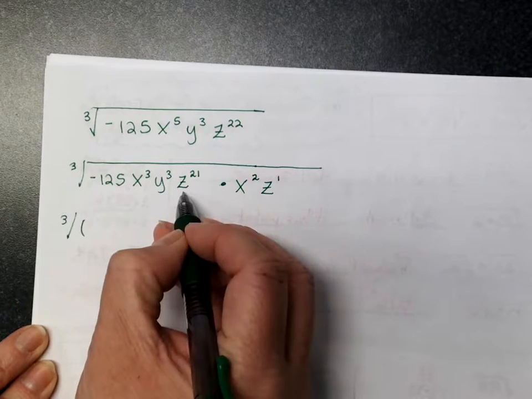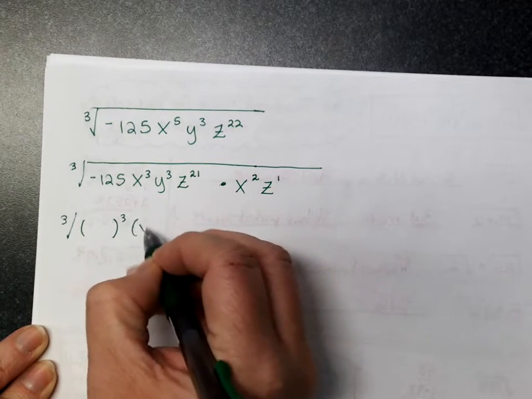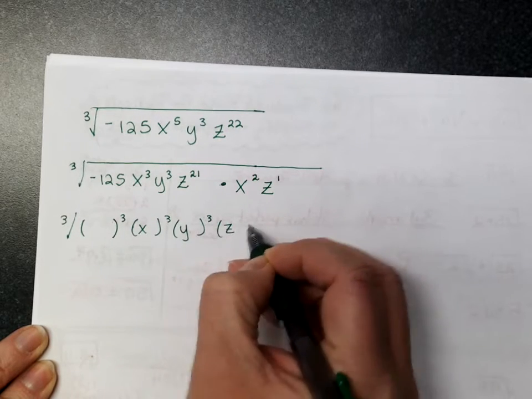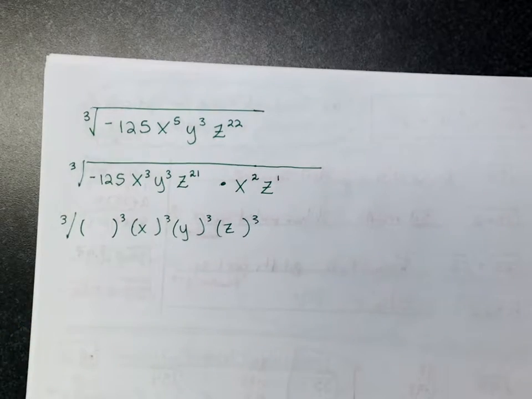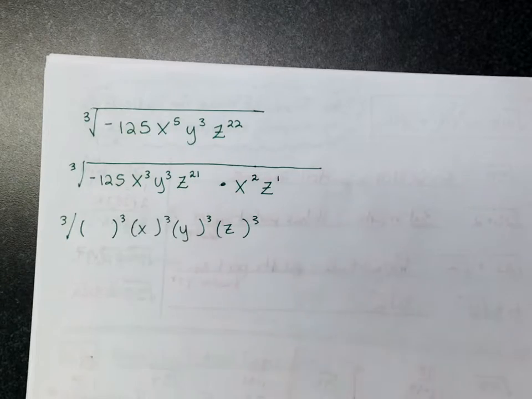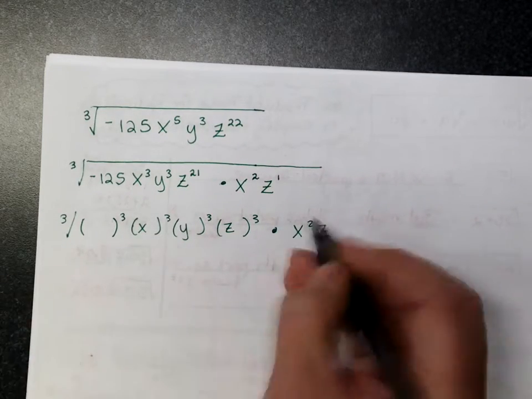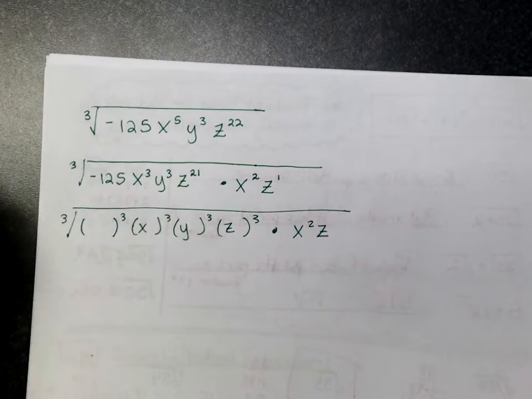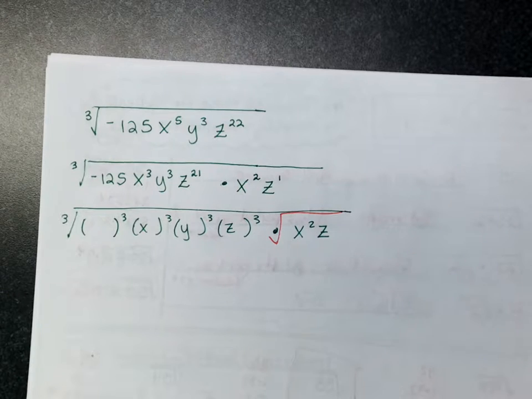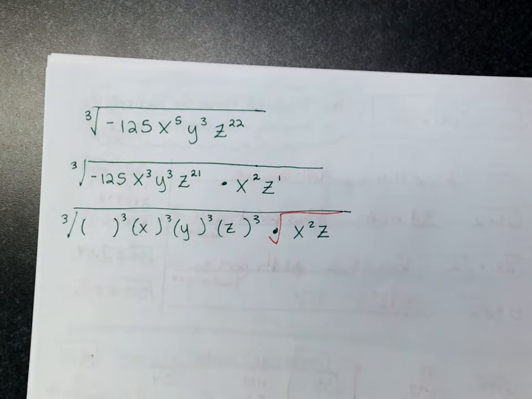You're going to have 4 houses here for the number cubed, x to the something cubed, y to the something cubed, and z to the something cubed. 4 houses. All 4 houses will be able to be rooted and released because they're all perfect cubes. Times our leftover bit, x squared z. And by our product rule, that leftover bit is going to have its own house. It's locked up. And we just have to root and release the left-hand side.